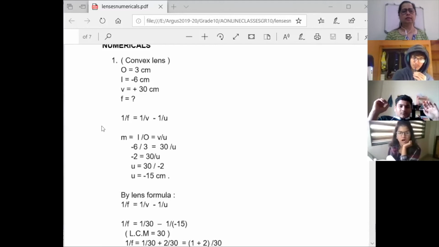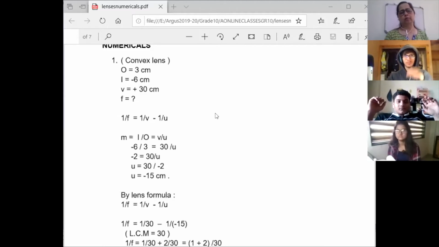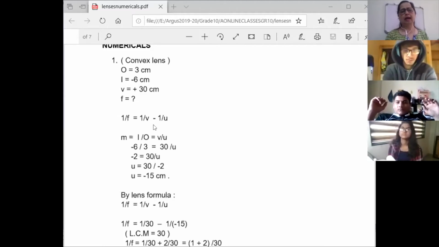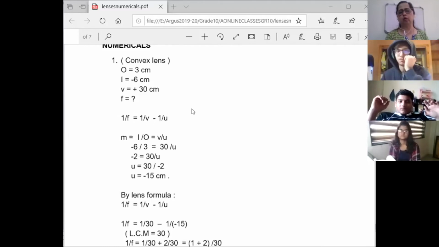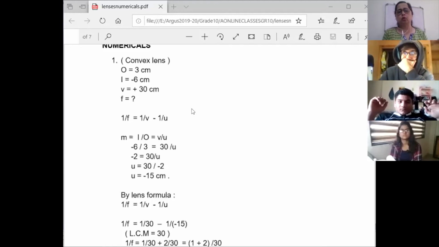Now this is the lens formula: 1 upon f equal to 1 upon v minus 1 upon u. Right? Now what is my problem? Look at the lens formula. I have to find f. So I should know at least v and I should know u. Both the things I should know. But my problem is only v is given. u is not given. So how do I find f?